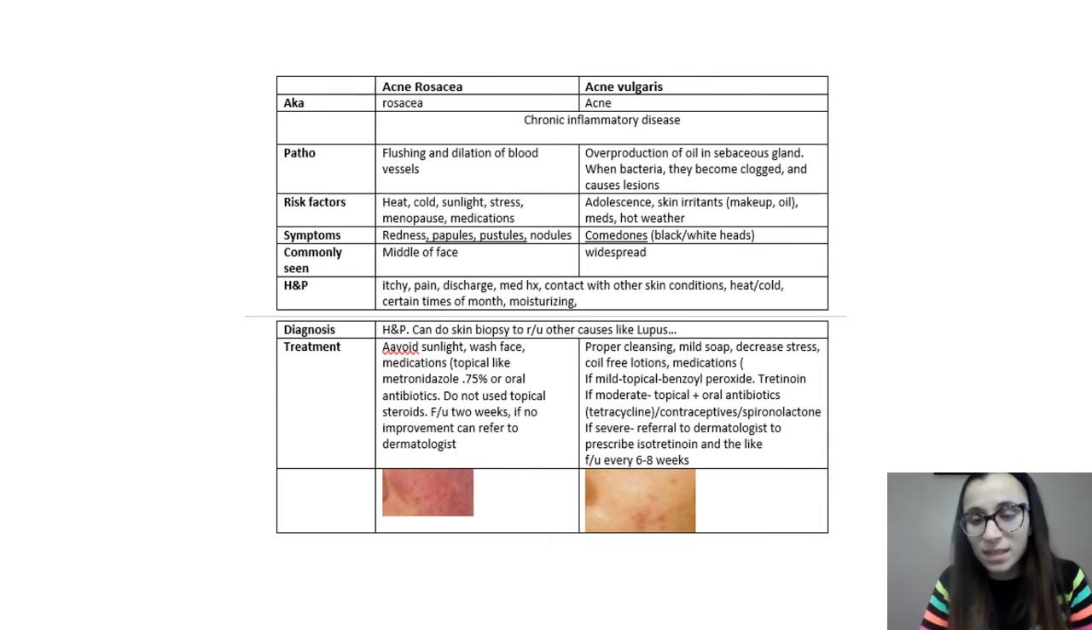For acne vulgaris, you want to properly clean with mild soaps and decrease stress, because that could also be a risk factor for acne. If it's mild, you could use topical benzoyl peroxide. If it's moderate, you could use topical but also oral antibiotics like tetracycline, and even contraceptives. If it's really severe, you always want to refer them to dermatology because they could prescribe stuff like isotretinoin, which you do not want to do yourself. And if they're on it, make sure they have forms of birth control, etc.